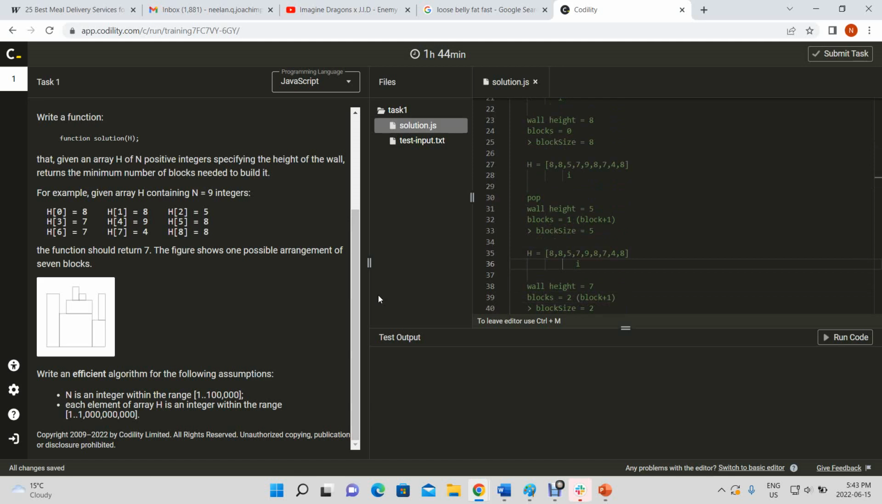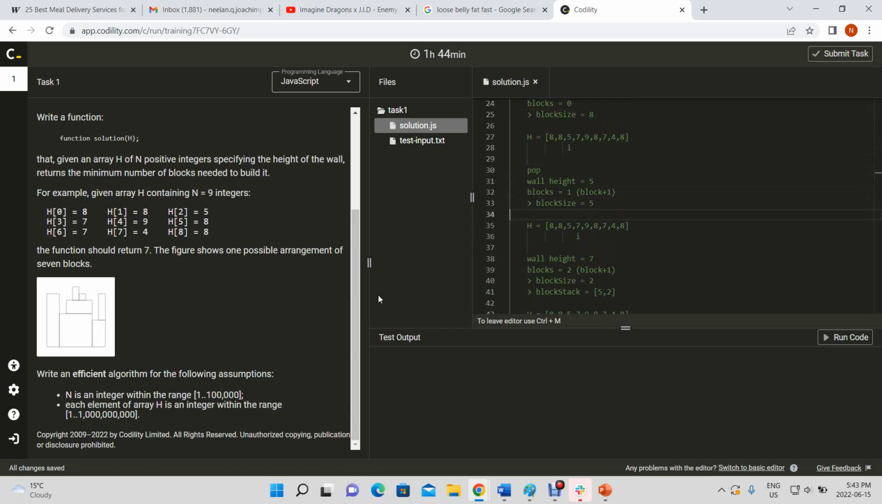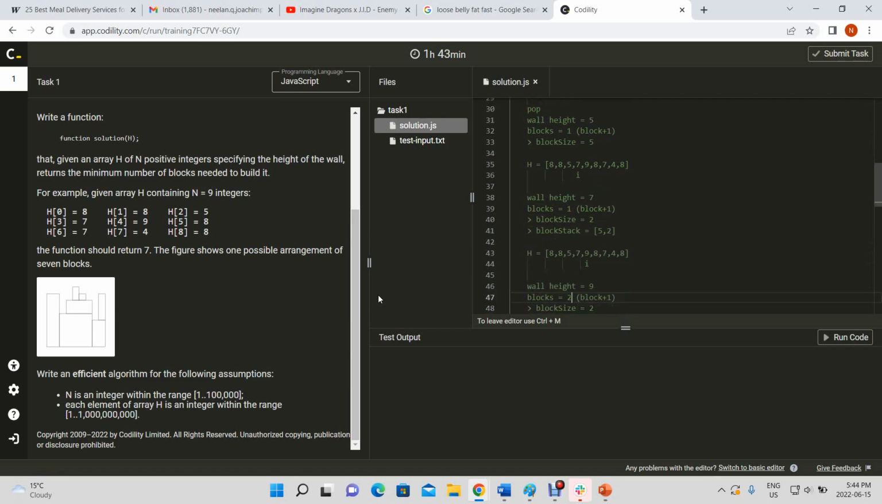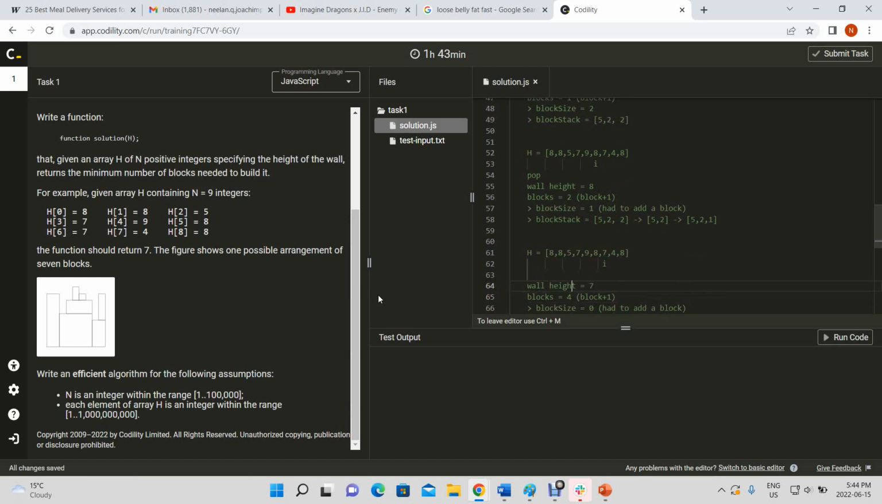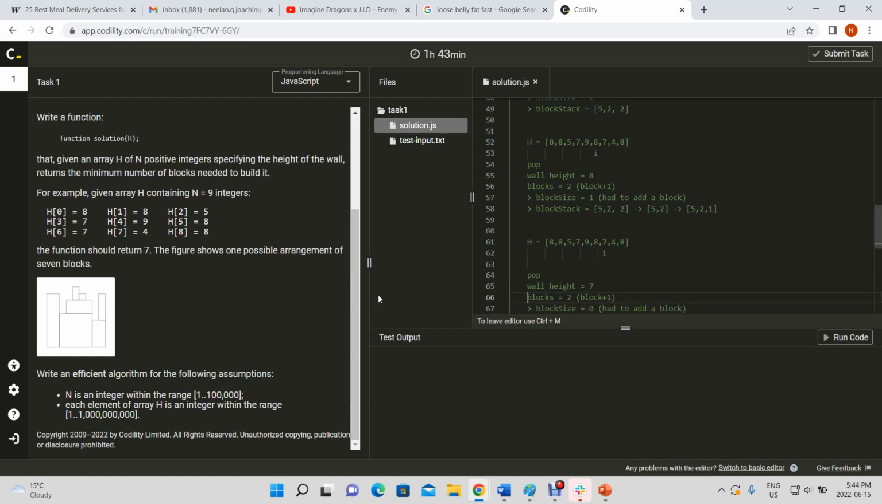And then we get to 7 because the wall height increases. And we get to 9 because the wall height increases. The wall height is 1, so we still are at 1 block. Still at 1 block. 9. Then here we have a wall height of 2. So there's 1 pop and we re-add it. So that's 2. And then we're still at 2. No, here's another pop because we decreased to 7. So this would become a 3.